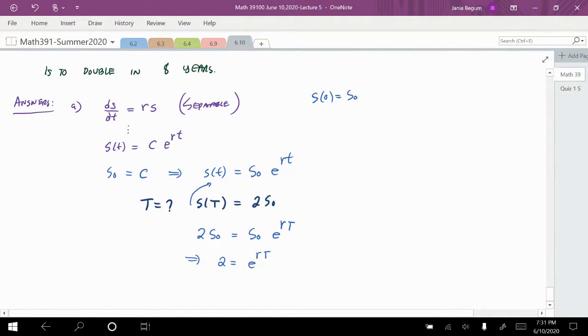And then how do you solve for T from here? ln both sides. Yep, so we have T is equal to, if I ln both sides, ln of 2 and then divide by R. So that's our T as a function of R. So that's the time when the initial amount will double. Okay, so any question for part A?